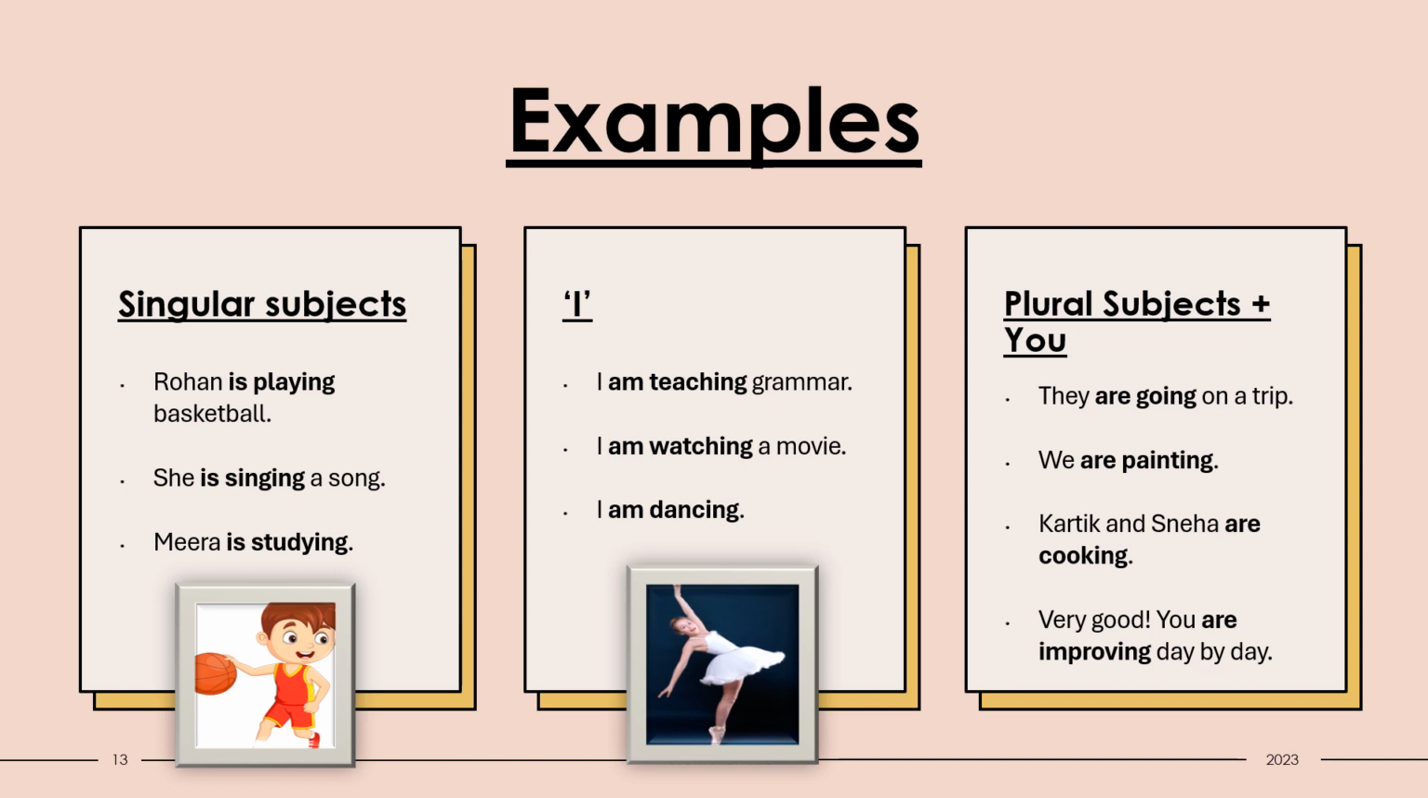Then let's come to the examples with I as subject. I am teaching grammar. I am watching a movie. I am dancing. Lastly, sentences with plural subjects or you. They are going on a trip. We are painting. Karthik and Sneha are cooking. Here we do not have objects. And last sentence, very good. You are improving day by day. So keep practicing. I'm sure you'll also improve your English pretty soon.